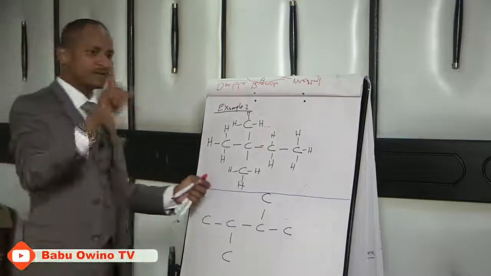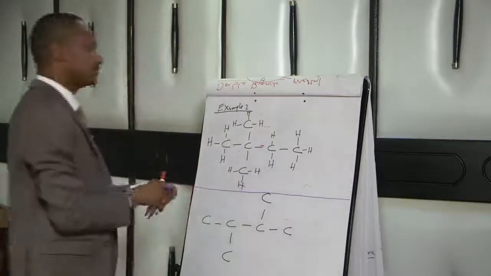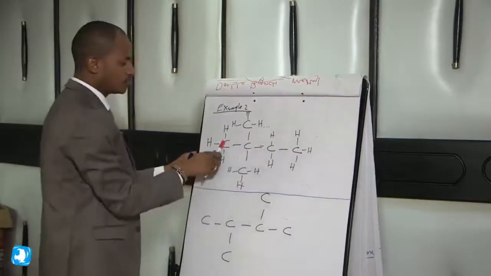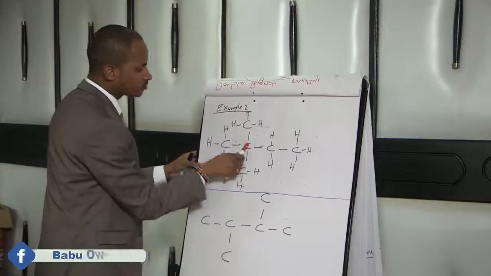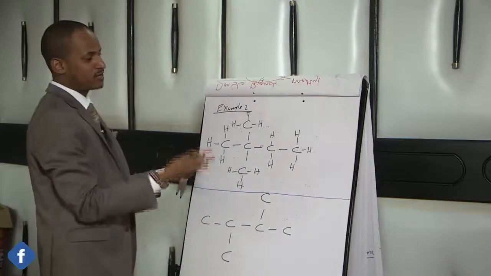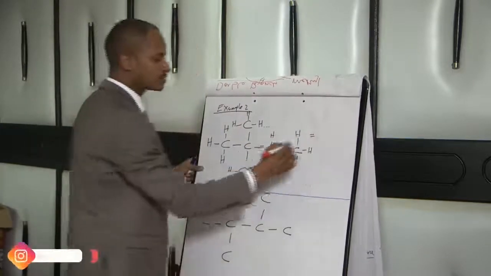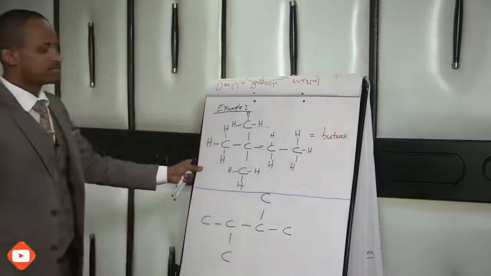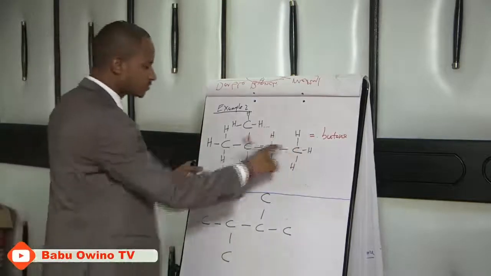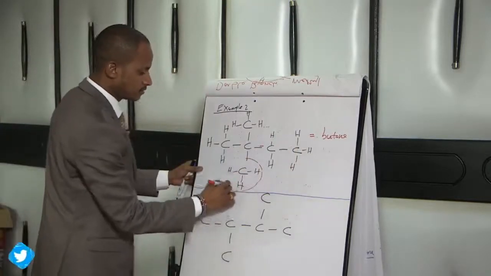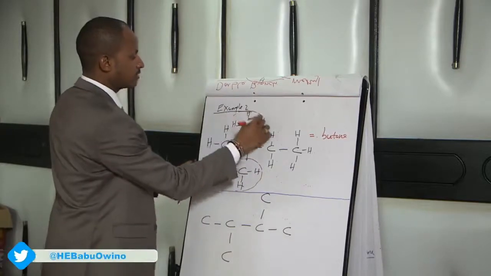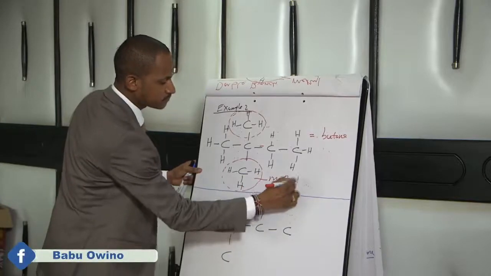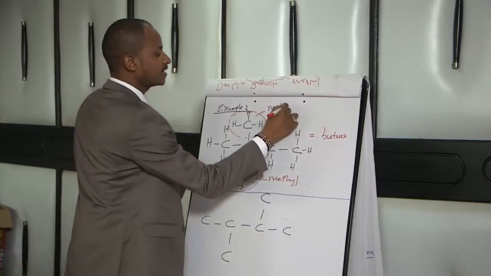Number 1, identify the longest continuous carbon chain. When we start from here, we have 1, 2, 3, 4, or 1, 2, 3, or 1, 2, 3. So the longest continuous chain has 4 carbon atoms, therefore it makes it butane. Then anything else which is not along the longest continuous chain is called a branch. So we have 2 branches. This branch is a methyl branch, as we have explained earlier, and this is a methyl branch.